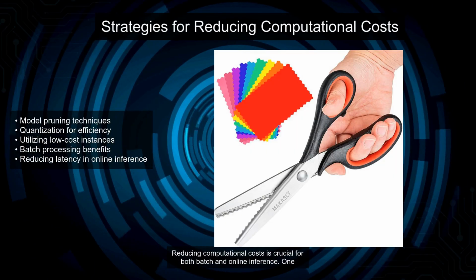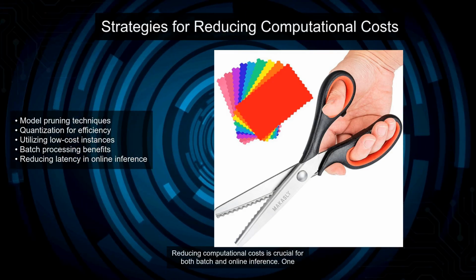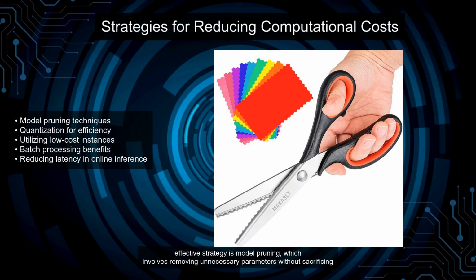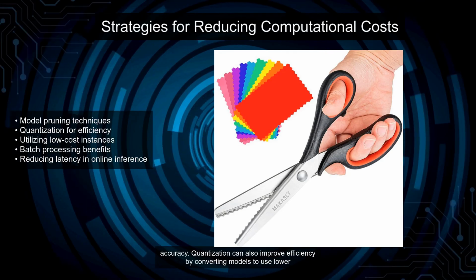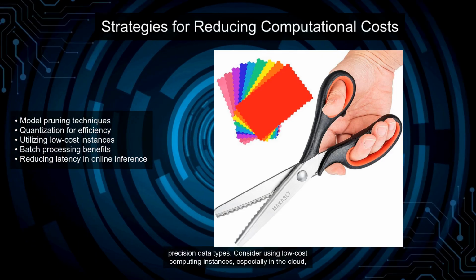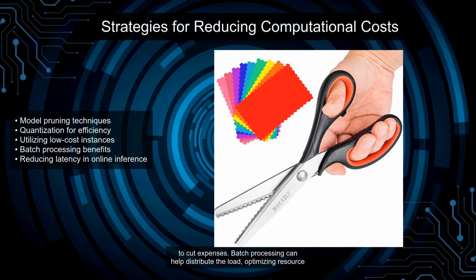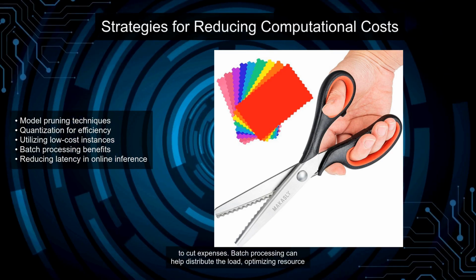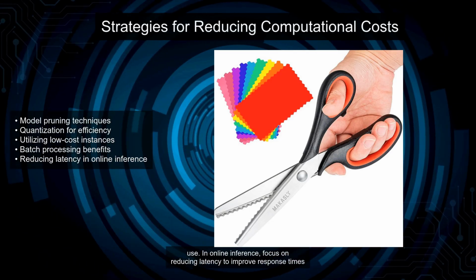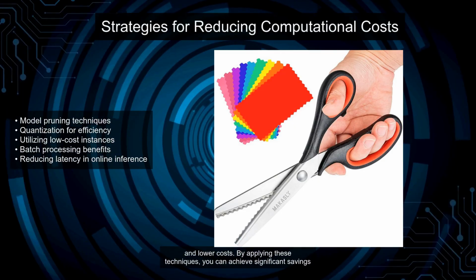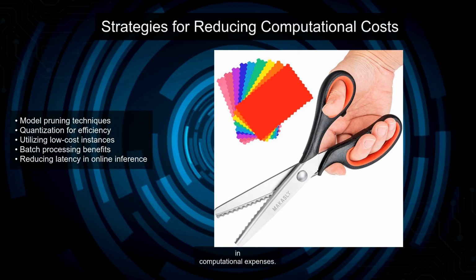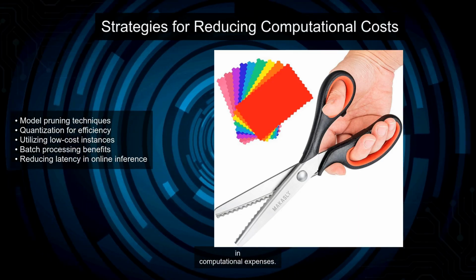Reducing computational costs is crucial for both batch and online inference. One effective strategy is model pruning, which involves removing unnecessary parameters without sacrificing accuracy. Quantization can also improve efficiency by converting models to use lower precision data types. Consider using low-cost computing instances, especially in the cloud, to cut expenses. Batch processing can help distribute the load, optimizing resource use. In online inference, focus on reducing latency to improve response times and lower costs. By applying these techniques, you can achieve significant savings in computational expenses.